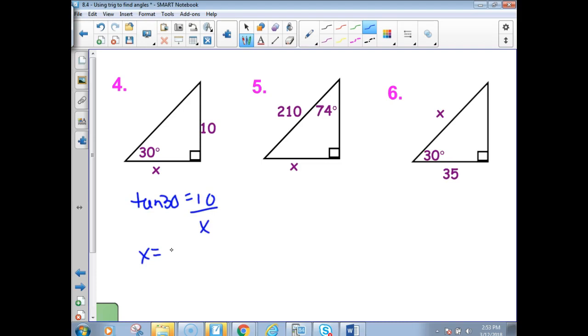What do you have for that one, Kylie? Okay, anybody have something other than 17.3 units? So we make sure we talk about the problem. All right, number 5, we should have had opposite over hypotenuse. That would be your sine of 74 is x over 210.